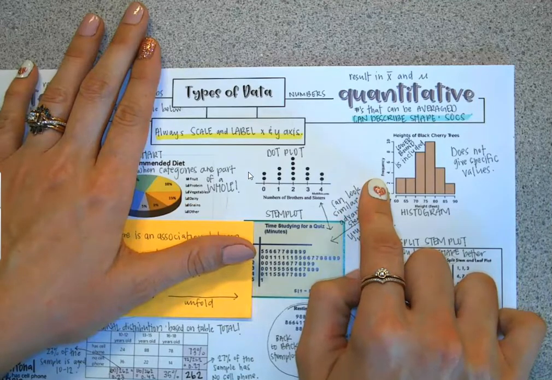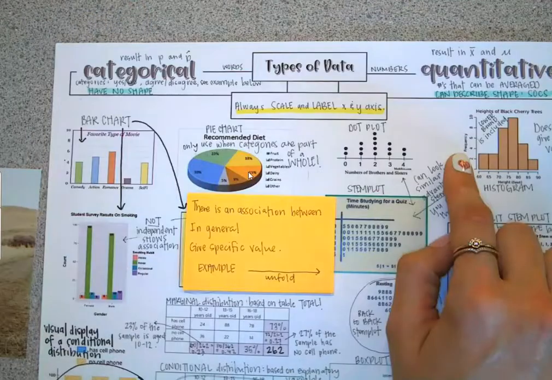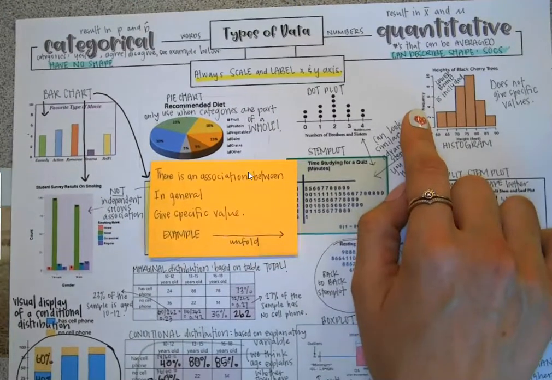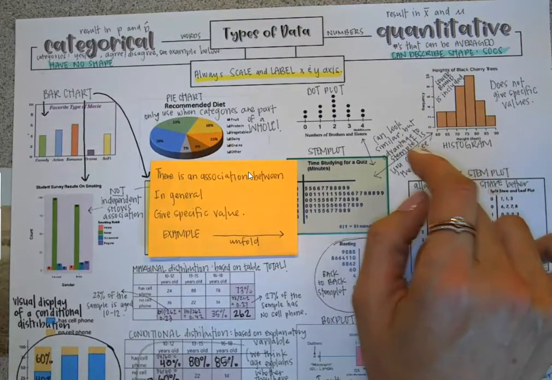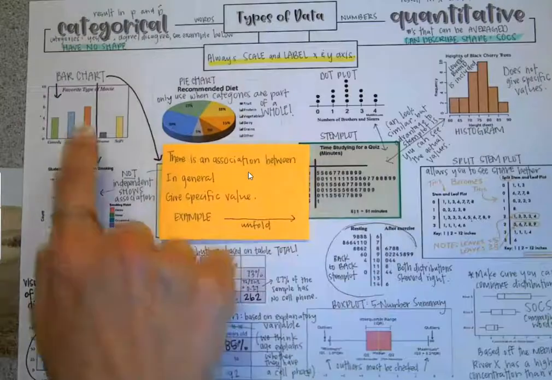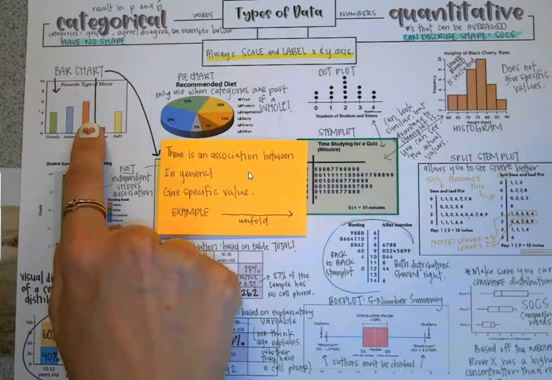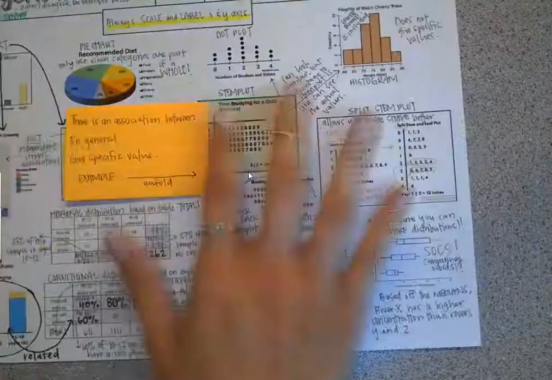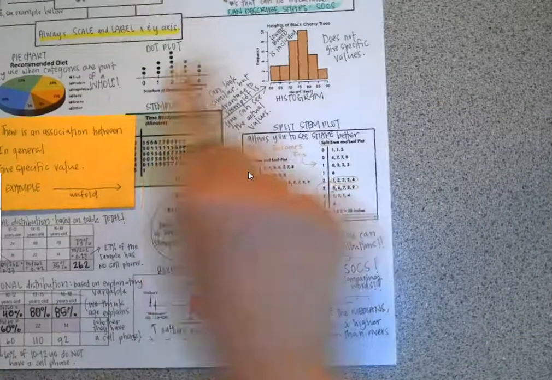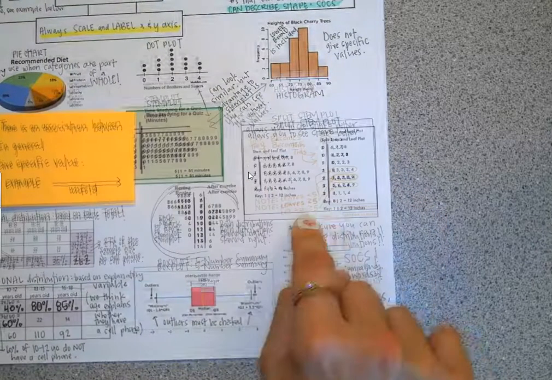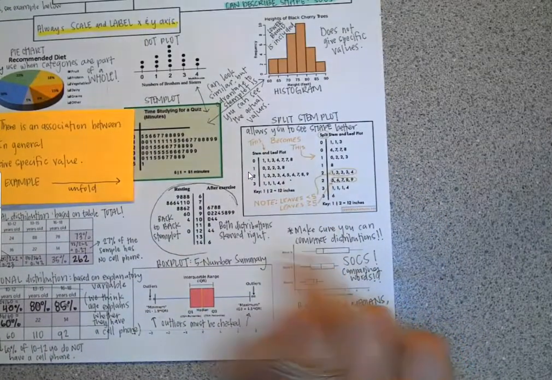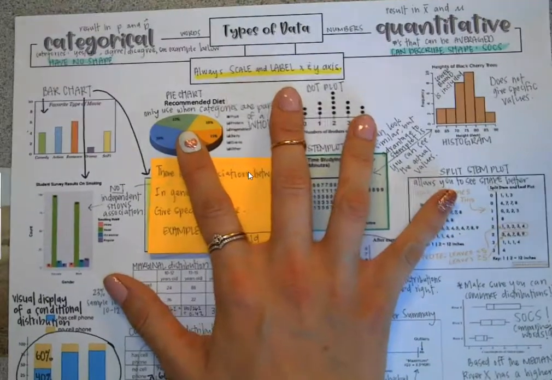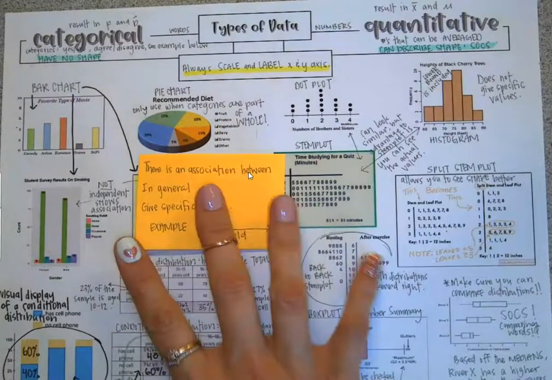Also, we don't go through this, or I didn't specifically write down how you can make all of these graphs, but you need to know how to make all of these graphs. So you need to know how to make a bar chart, or a segmented bar graph, or a side-by-side bar graph. You need to know how to make a dot plot, a histogram, a stem and leaf, a box plot. So even though it's not explicitly written on here, you need to know how to make all of these graphs that you see.